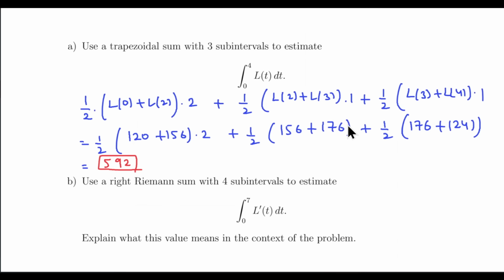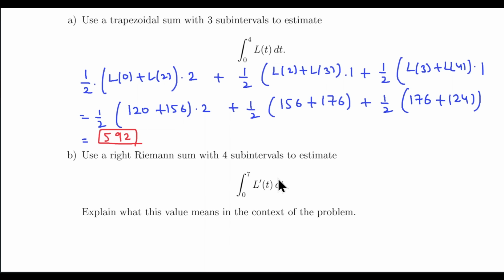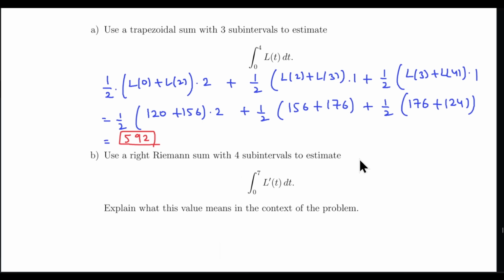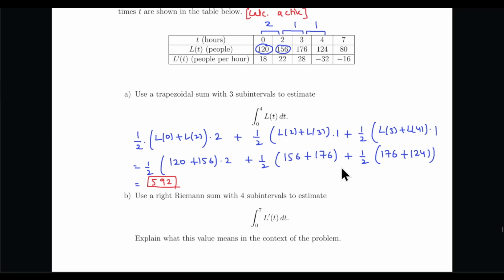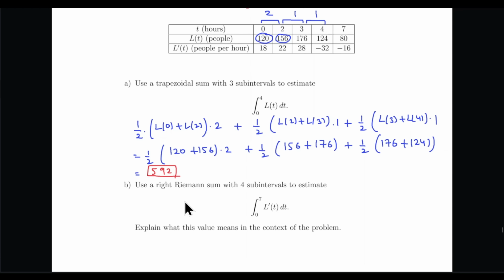Okay, then we have used the right-hand Riemann sum with 4 subintervals to estimate the integral from 0 to 7 of L prime t dt and explain what this value means in the context of the problem. So we do have L prime t over here, and this is a right-hand Riemann sum, guys. Right-hand Riemann sum would mean that I will start from 4 subintervals. So the points that I have to take, I start from the right side, and these are the 4 points that I'm looking for.